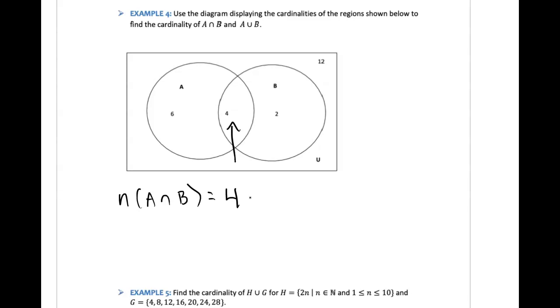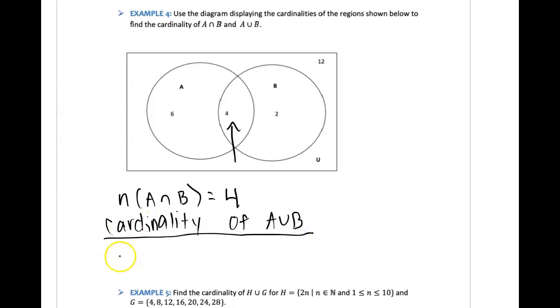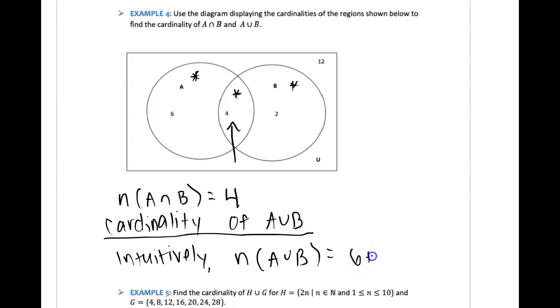To find the cardinality of A union B, we'll have to do a little bit more work. Again, we could approach that intuitively or through use of the formula. Intuitively, A union B, well, that's this region and this one and this one. Those three regions make up all elements in A or B or both. So intuitively, the number of items in A or B or both is 6 plus 4 plus 2, which is 12.